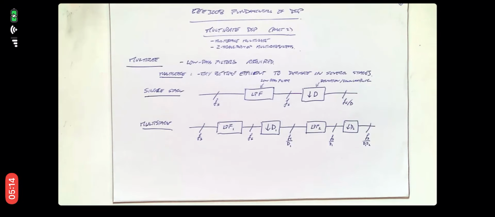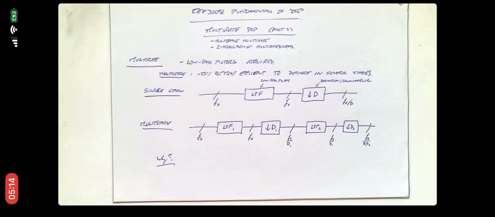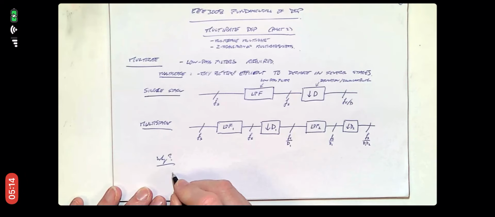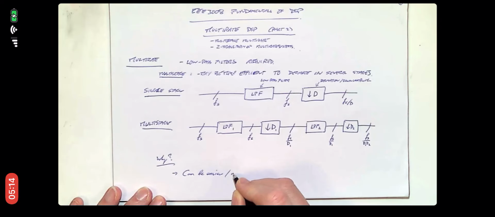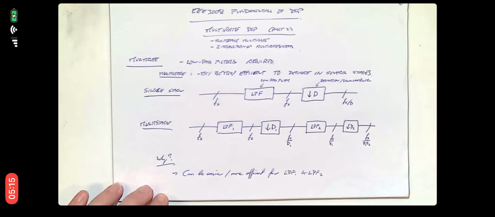So you might think, what's the point of this? And the point of this is that it may be easier to design these low-pass filters here and here if we're going through more than one stage. It's not obvious why this might be at the moment, but in some cases it can be easier or more efficient for LPF1 and LPF2 to design those rather than having one filter all in one go.